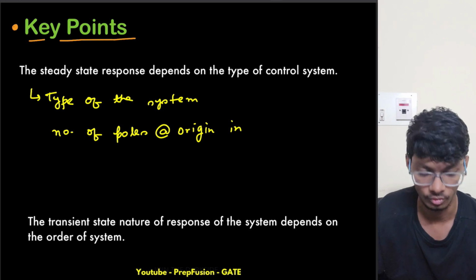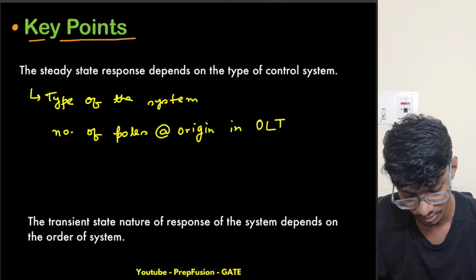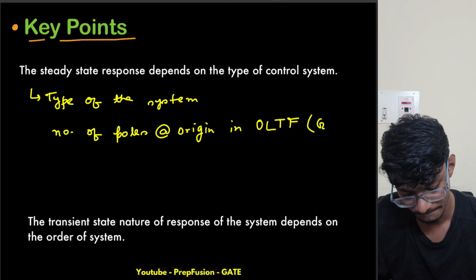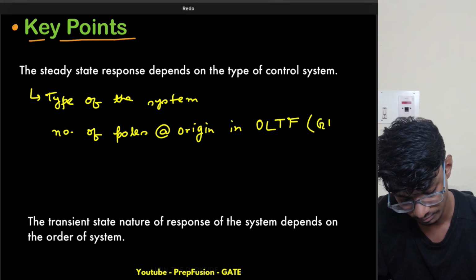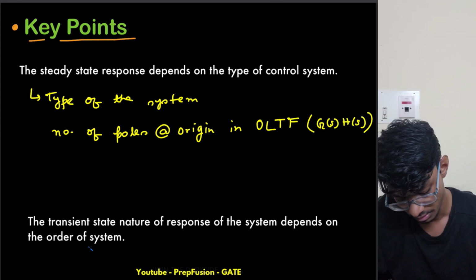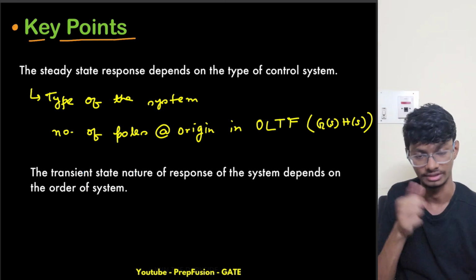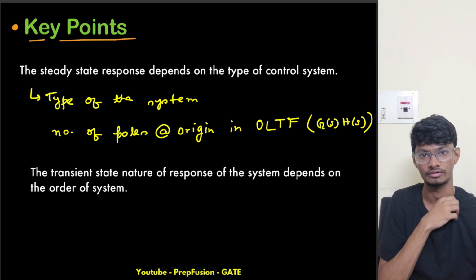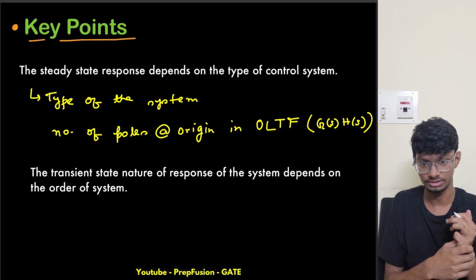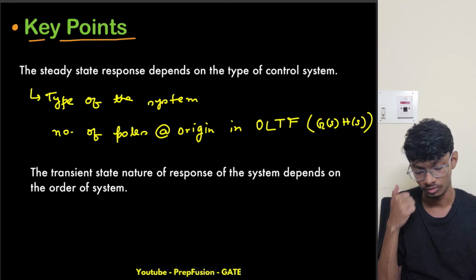So I hope you remember what OLTF was. OLTF was the product of G into H, right? That was OLTF, the feedback into my open loop gain, G into H. Okay, so this is basically what the type of the system means. Like I have revised the first chapter, I have taught you everything. We'll prove this mathematically, why the steady state response depends on the type of the system. We'll do this for now, just in your notes it should look good, okay?